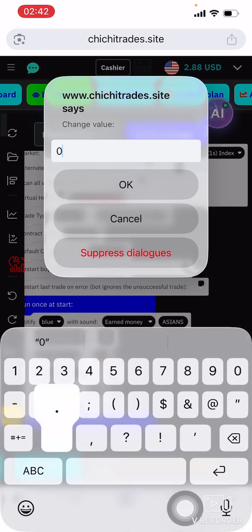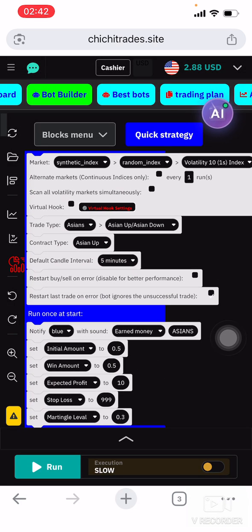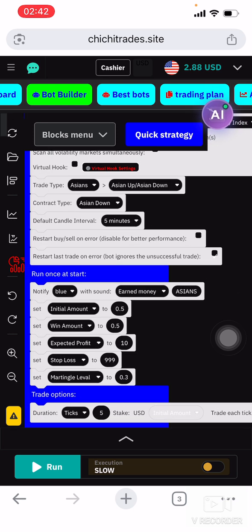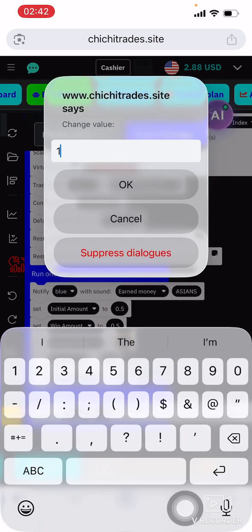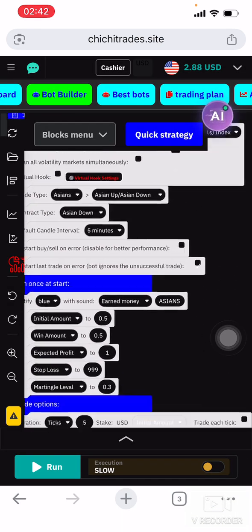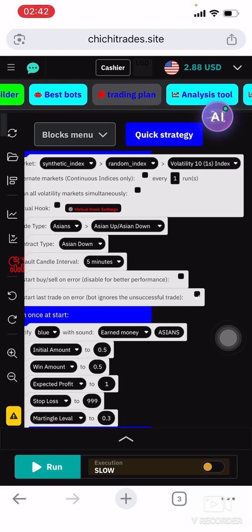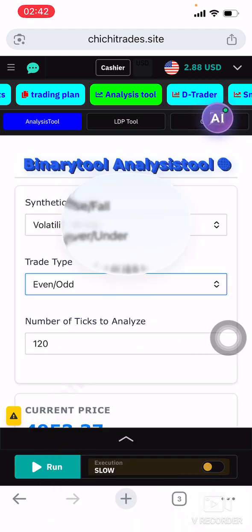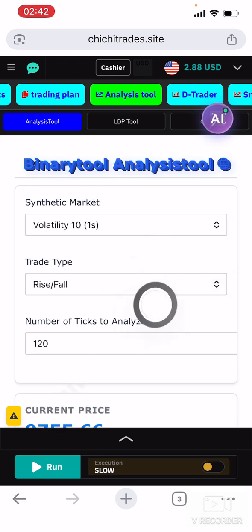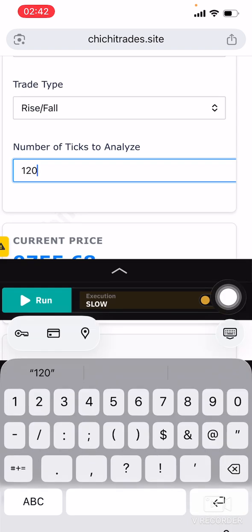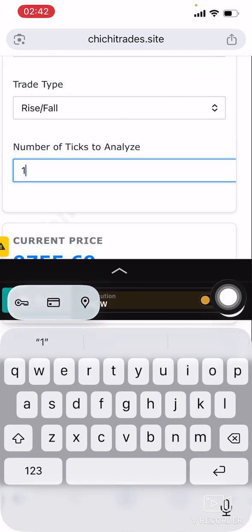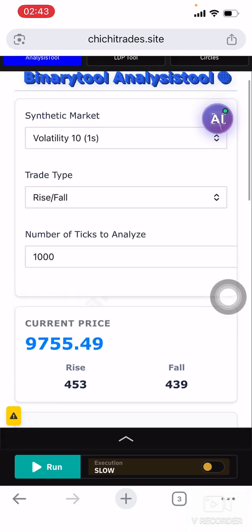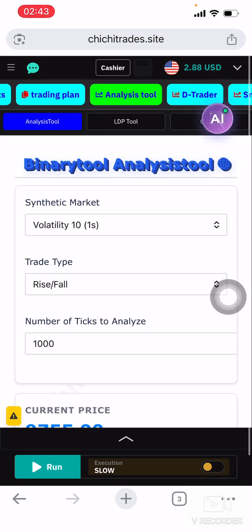So I'll stake 0.5 because you can see my account is small. So 10-1s Asians downs. Ticks is 5. Then my take profit, 2 runs are enough, $1. For the entry, click on the analysis, then click on 10-1s, then indicate rise and fall, and number of ticks 1000 ticks. Then for the entry, remember you're trading Asians.